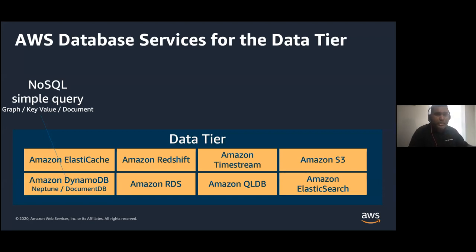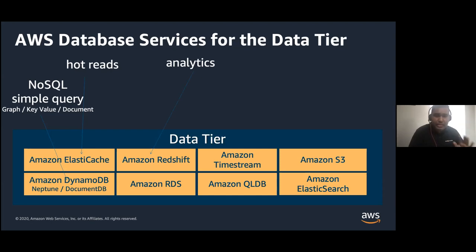So in terms of NoSQL and simple query, you have Amazon DynamoDB, right? And for graph queries, key value, you would have Neptune. Right, that's the first use case there. For any sort of hot reads, right, where you need to read data very fast, you cannot tolerate latency, your application cannot wait, right? That is where you would have ElastiCache, right?